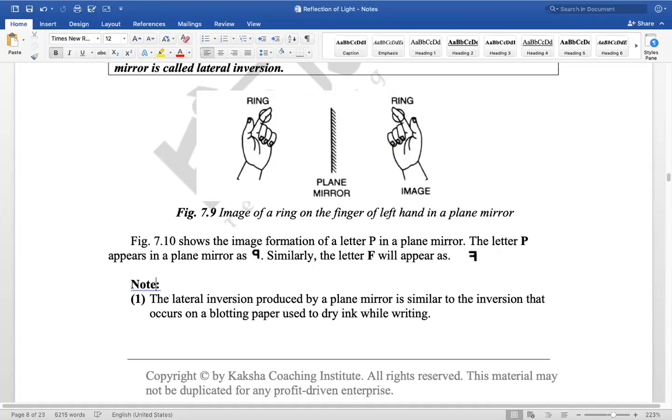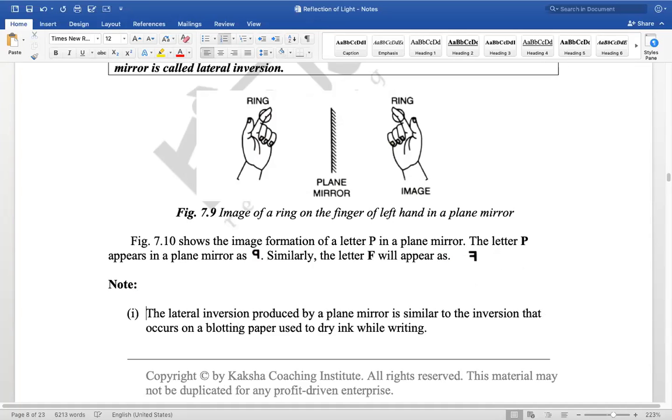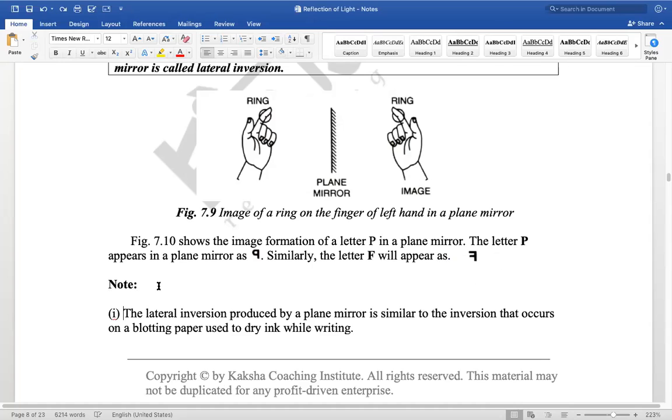Note that the lateral inversion produced by a plane mirror is similar to the inversion that occurs on a blotting paper used to dry ink while writing. तो जब आप ink से कुछ आप लिखते हो और उसको किसी पेपर पे उसका इम्प्रेशन लोगे, इनफैक्ट जेल पेन से ही डार्क करके 3-4 बार चला के जब पेपर पे इम्प्रेशन लोगे तो तुमको उसका लैटरल इन्वर्टेड इमेज दिखेगा उस जिस भी पेपर पे आपने इम्प्रेशन लिया है उस पे.